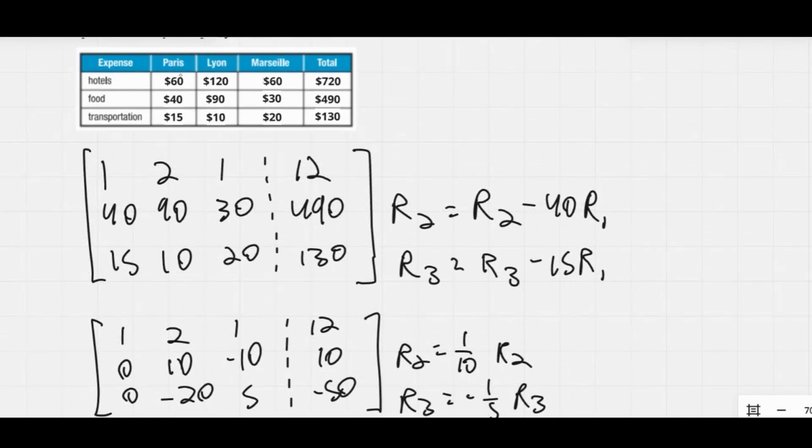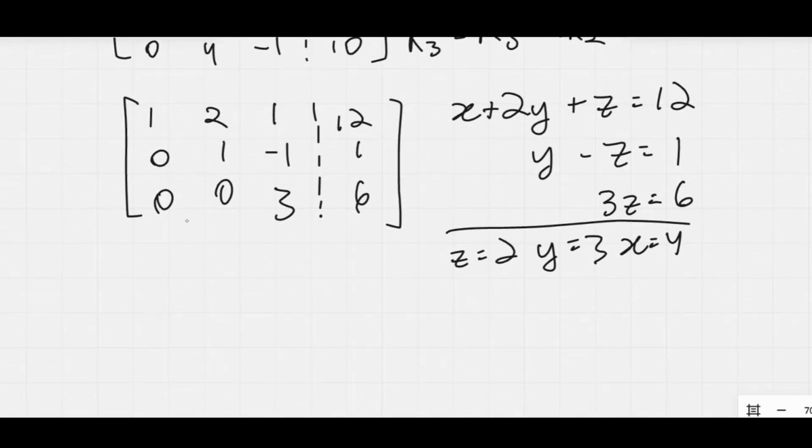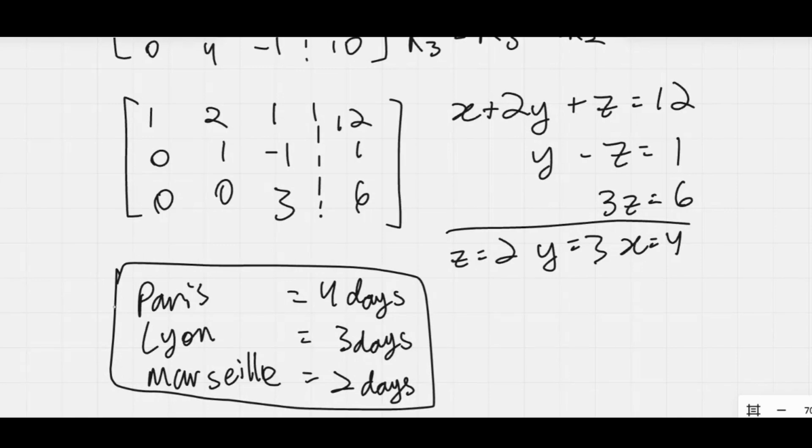But actually, we're not done yet, because now we need to go back up, and we take a look at the cities. We have Paris, Lyon, and Marseille. Hopefully I'm pronouncing that correctly. So we have Paris, we have Lyon, and we have Marseille. Okay. So now we know that Manuel has spent 4 days in Paris, 3 days in Lyon, and 2 days in Marseille. And that is the solution to this problem.